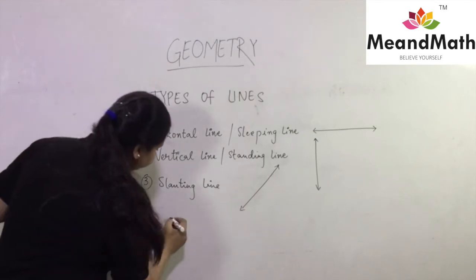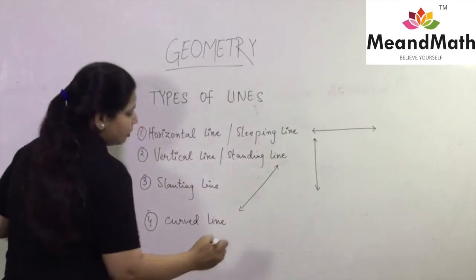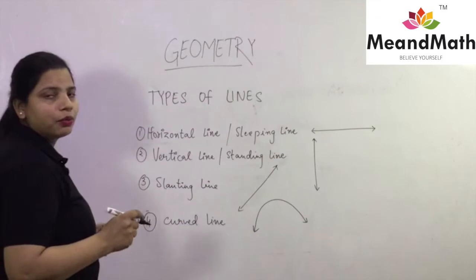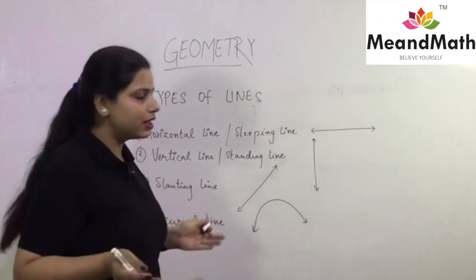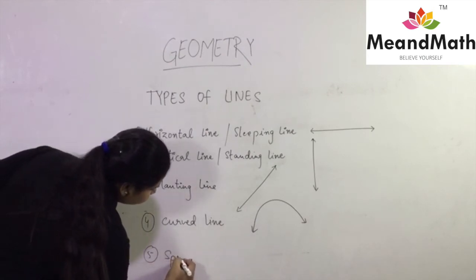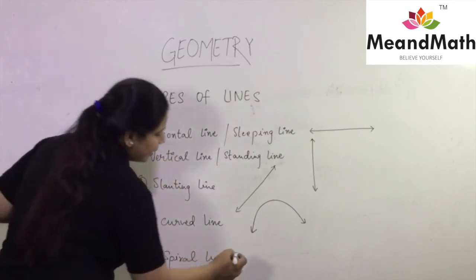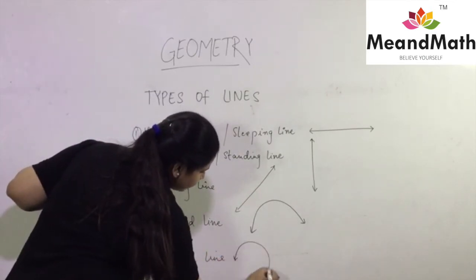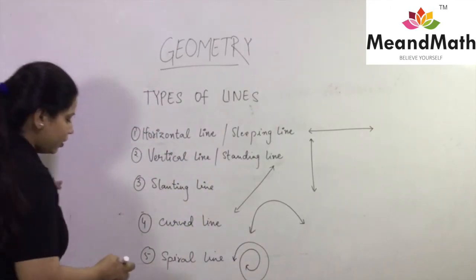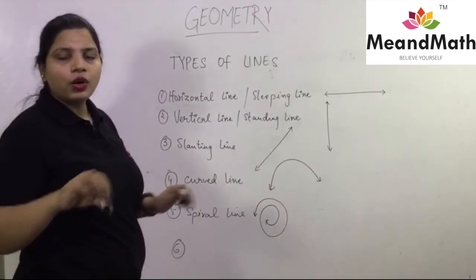And then we have curved line. That means a line which is curved. Line means two endpoints, but it is curved. It has a curve. Then next is spiral line. Spiral line is a line in the shape of spiral. Then we have wavy line.